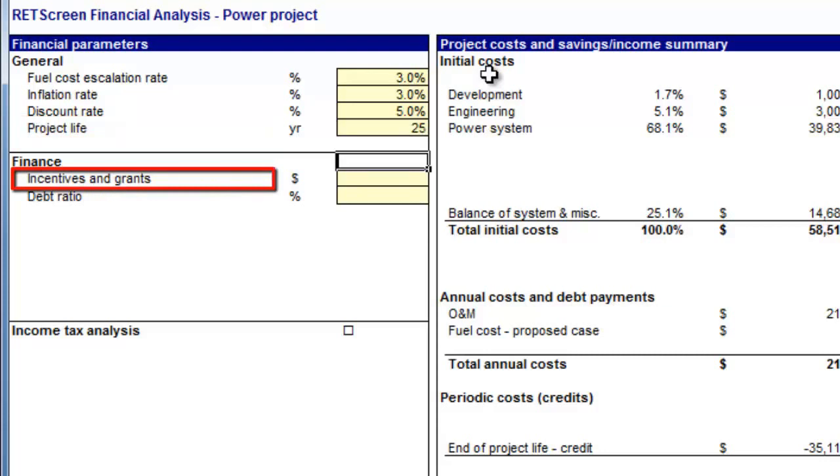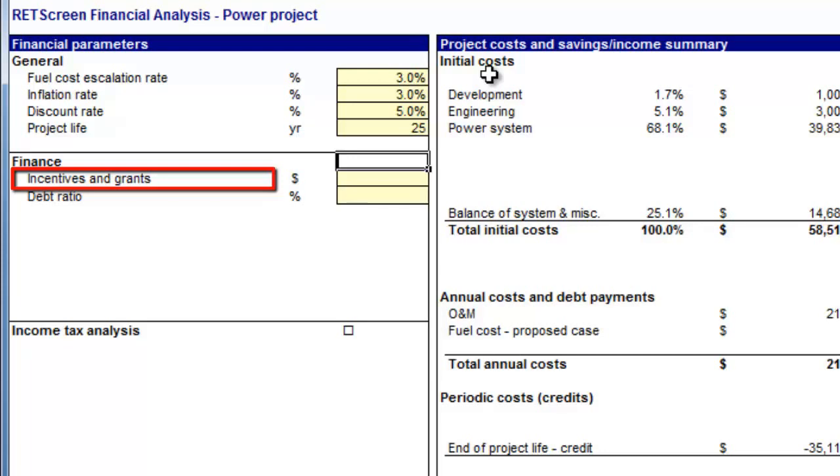Financial incentives are any contribution, grant, or subsidy that is paid for the initial cost of the project. In the model, the incentive is deemed not to be refundable and is treated as income during the development or construction year, year zero, for income tax purposes.